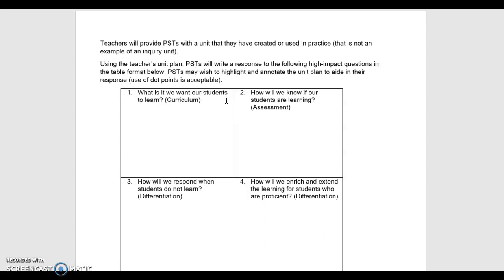What are we looking for in that assessment to know that our students are learning? Number 3, how will we respond when students don't learn? So differentiation here. Okay, how are we going to support them? And number 4, how will we enrich and extend the learning for students who are proficient? So again, differentiation, but now we're looking at the other end and extending the students.